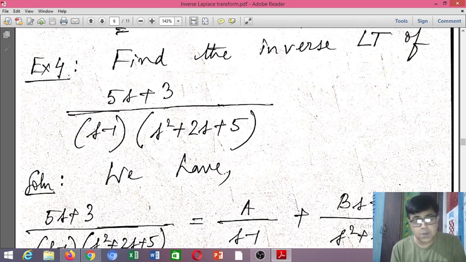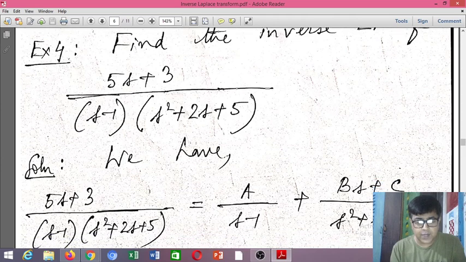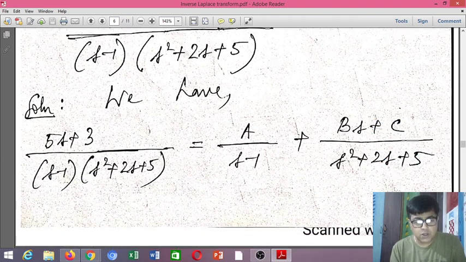Now we can split it partially. Degree of the denominator is 3 and the numerator is 1. So it goes by the rule of splitting the fraction partially, and we'll go by the rules, as you all know the rules of partial fractions when we have a nonlinear factor. We write a by s minus 1 for the linear factor, plus bs plus c, a, b and c being the three constants, divided by s square plus 2s plus 5.